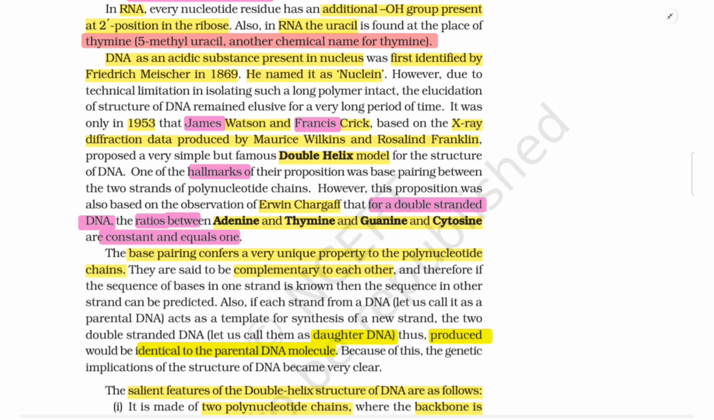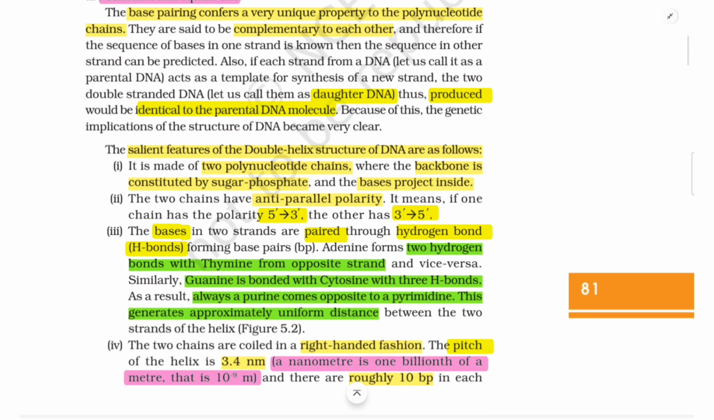However, this proposition was also based on the observation of Irwin Chargaff that for a double-stranded DNA, the ratios between adenine and thymine and guanine and cytosine are constant and equal to 1. The base pairing confers a very unique property to the polynucleotide chains. They are said to be complementary to each other, and therefore if the sequence of bases in one strand is known, then the sequence of the other strand can be predicted.